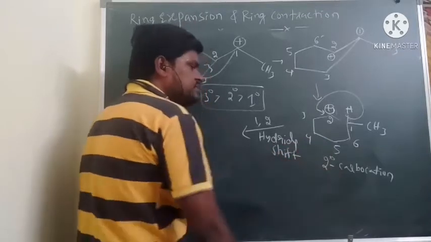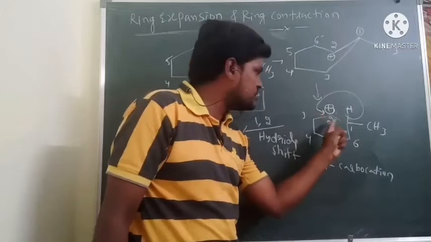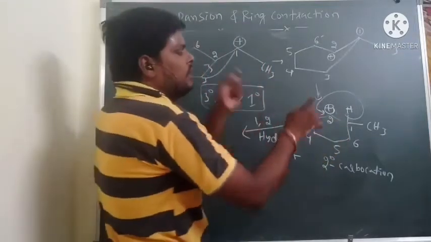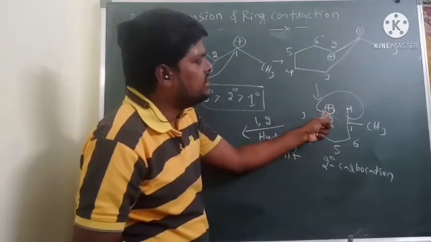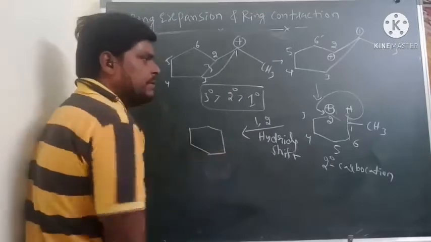1,2 hydride shift is possible. Yes, along with the bond, it shifts towards this second carbon with the positive charge. Now the positive charge migrates from here to here. So now write it down like this. Yes, there is a sigma bond.